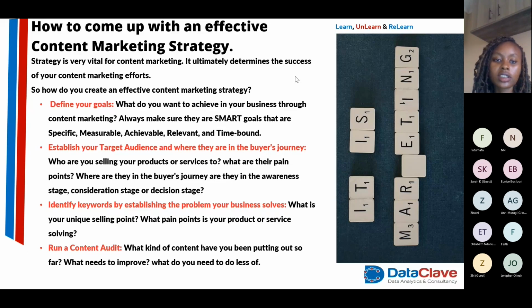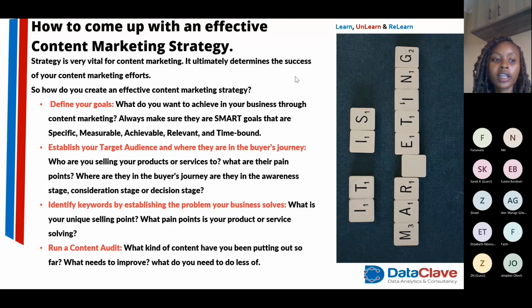The other thing you need to do is identify keywords by establishing the problem your business solves. Keyword generation is not vague. You must have a structure to it. So what I would advise is you identify the keywords by establishing the problem your business solves, and you establish that by having a unique selling point. What is it that I offer that the next person does not offer? So first, understand what pain points your target audience are trying to solve by wanting to purchase your product.